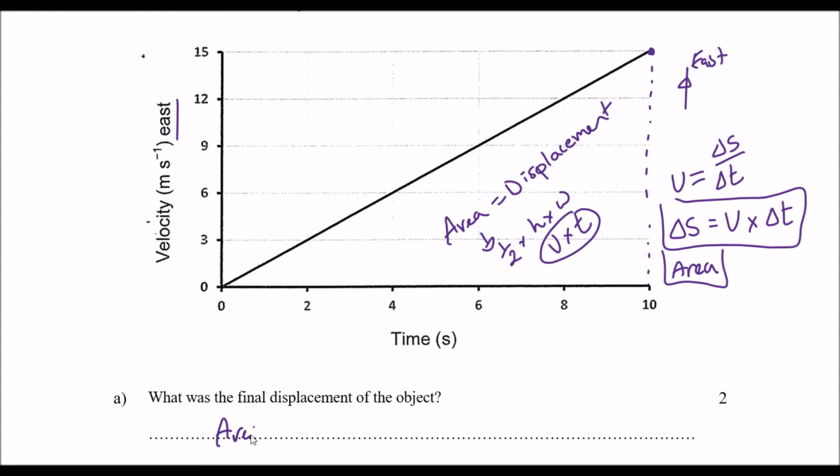So in terms of area, it's going to be half times the height, which gets up to 15, times the width, which is 10. Plug it into your calculator, see what we can get. Okay, so we have an overall displacement of 75 meters. Now don't forget, I originally stated that the object is going towards the east and the line keeps going in that direction. So it's going to be 75 meters east. And that's how you do the first question here.